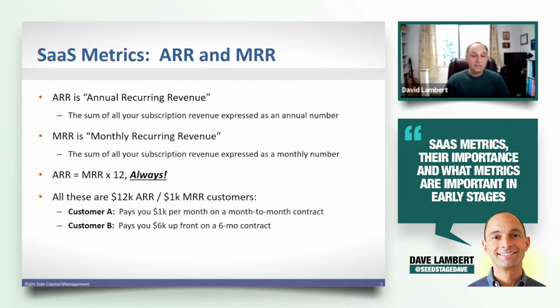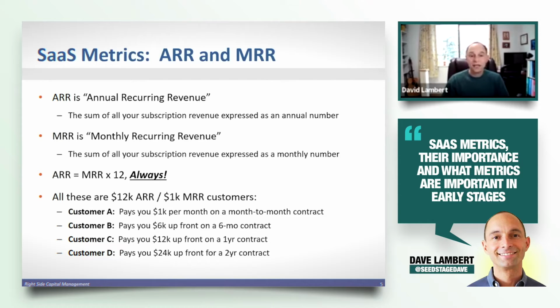Customer B pays you $6,000 up front on a 6-month contract. They are still 12K of ARR and 1K of MRR. Customer C pays 12K up front on a 1-year contract, and D, 24K up front on a 2-year contract. All of these customers increase your MRR. If you close any of these deals, you've increased your MRR by $1,000 and your ARR by $12,000. So it's just as simple as that.